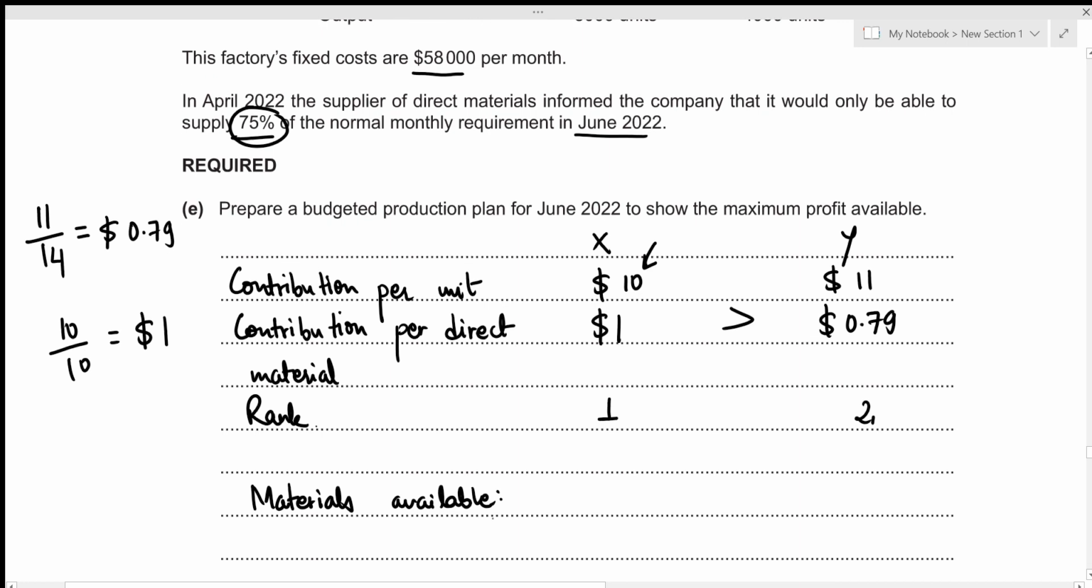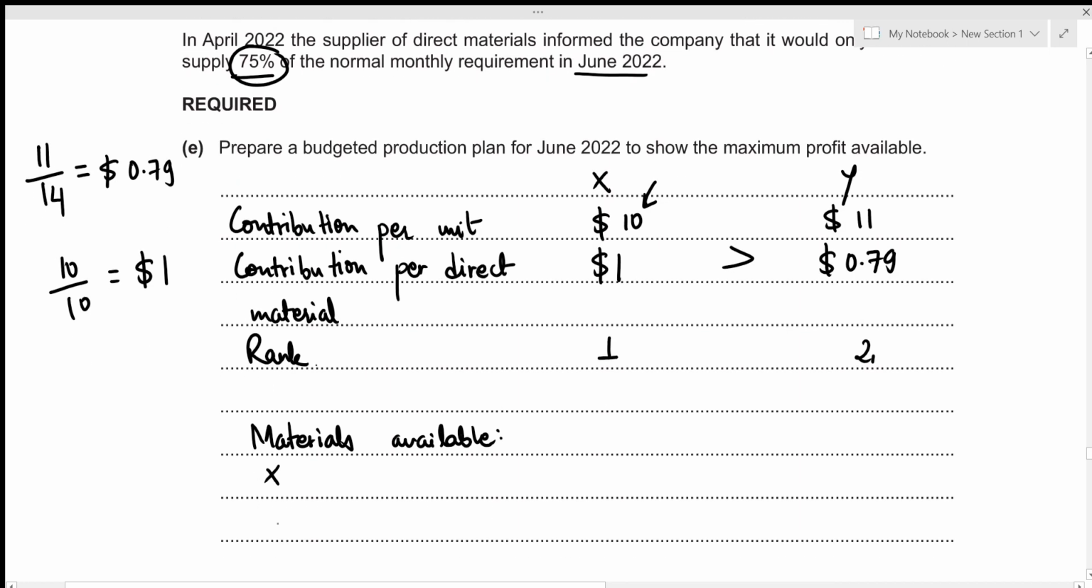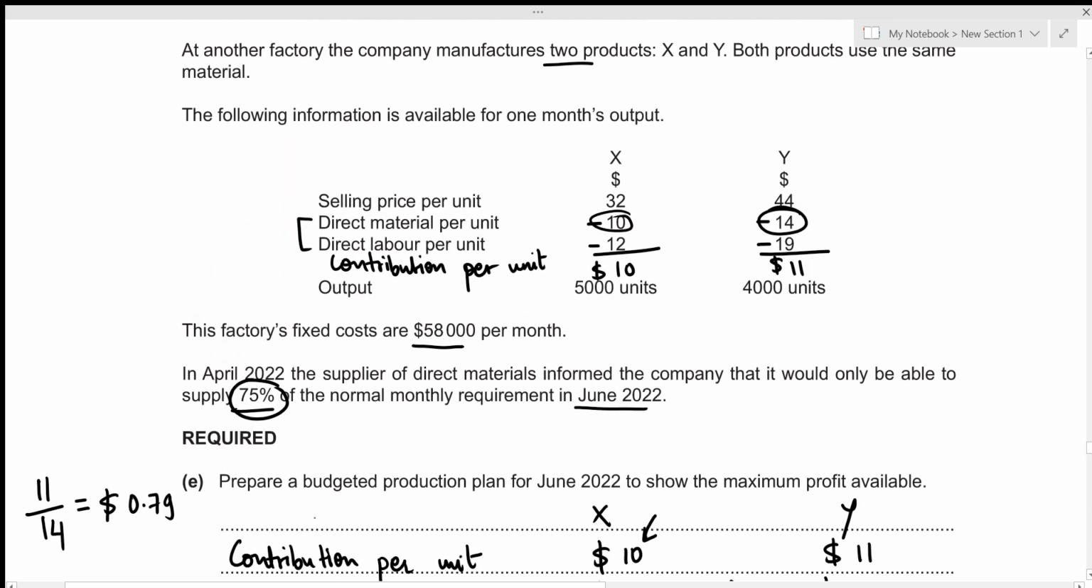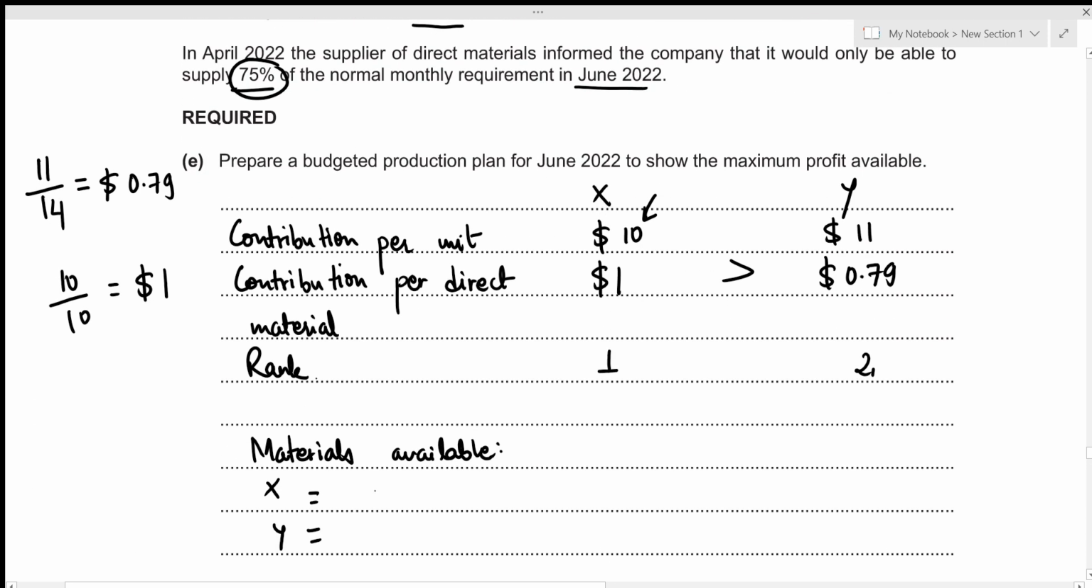Okay, let's figure it out for product X and product Y. We are told that for product X, we will be producing 5,000 units, right? So in order to figure out the total direct material cost, we just need to multiply the number of units by the direct material per unit. So that's 10 times 5,000, which gives the materials available a value of 50,000.